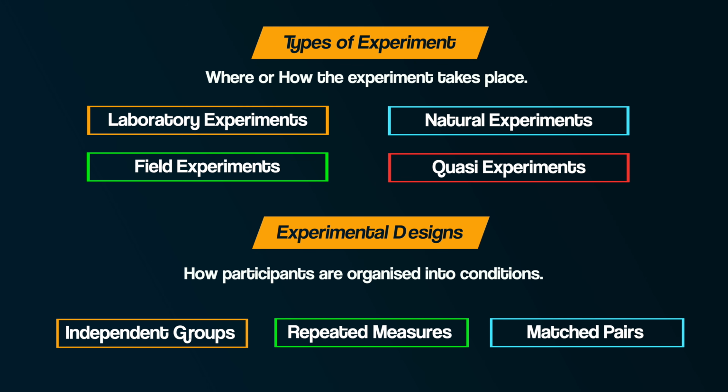There are 3 main ones you need to know: an independent groups design, a repeated measures design, and a matched pairs design. Each one has strengths and limitations, and understanding them will help you explain and evaluate research more effectively. Let's break them down one by one. First up, an independent groups design.